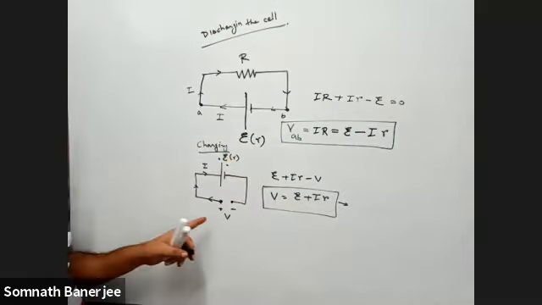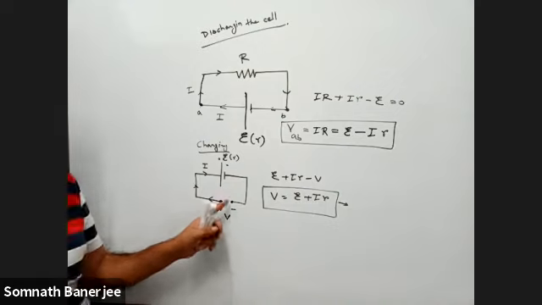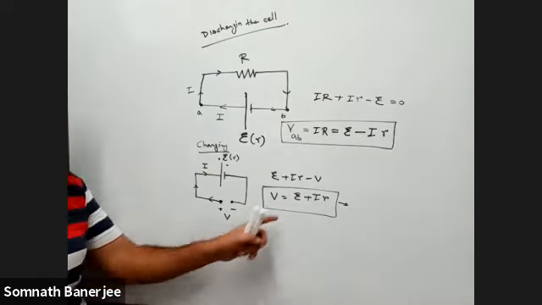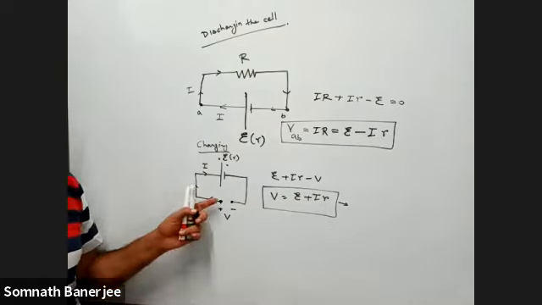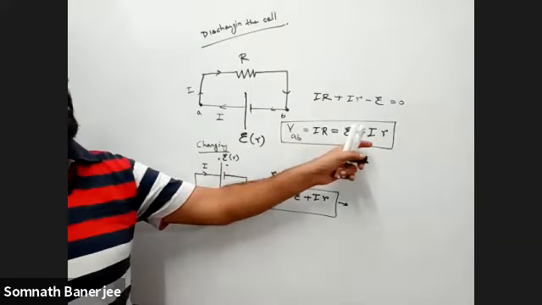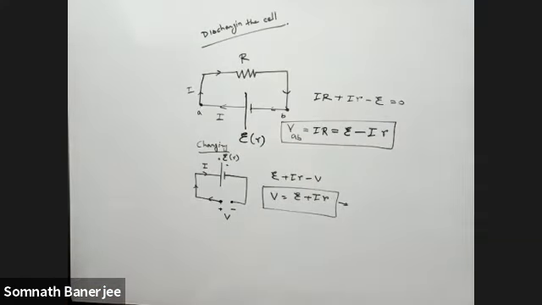So in charging, the terminal voltage is greater than the EMF of the cell: EMF plus current into resistance. Otherwise, the terminal voltage is EMF minus Ir. And if they are equal, that means it's an open circuit.